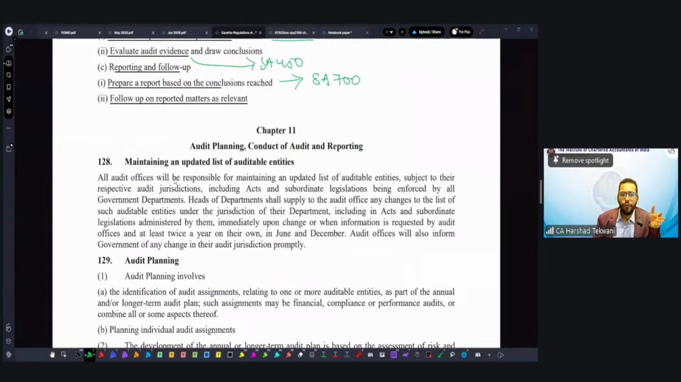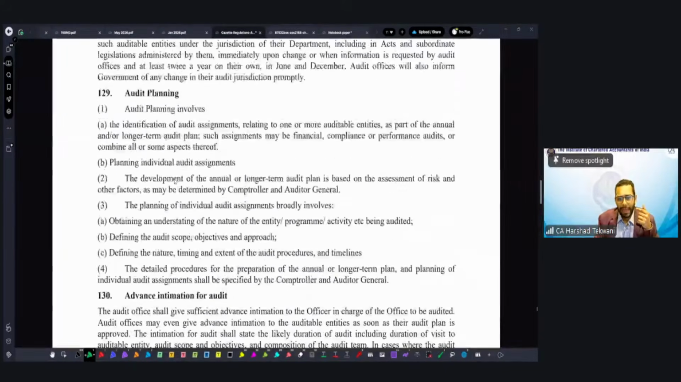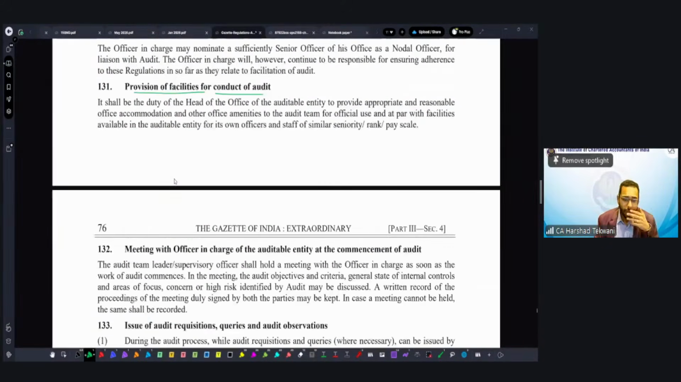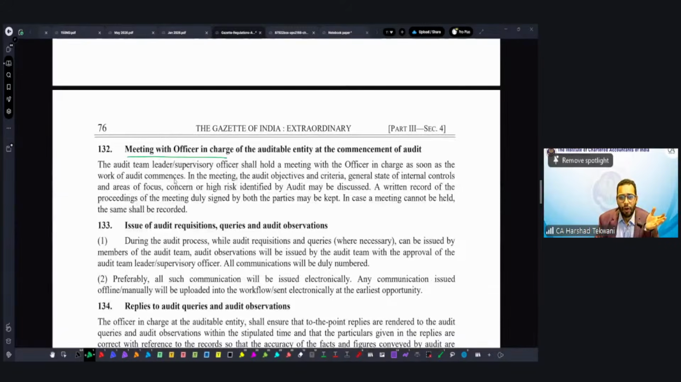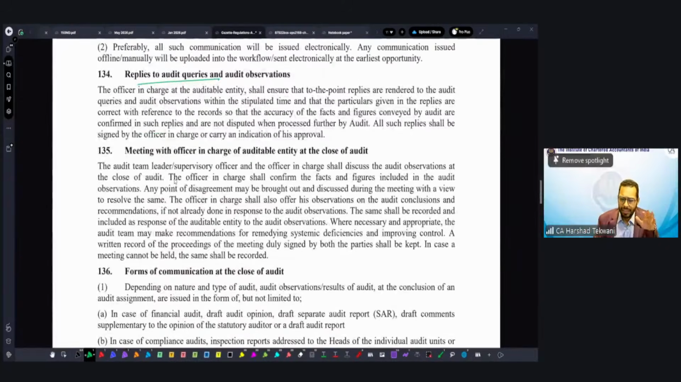For example, there is a chapter 11 in these regulations also, which talks about what you need to do in the planning, what you need to do with respect to the advance intimation for the audit, provision of facilities for conducting an audit, then meeting with officers in charge, issuing audit requisitions, replying to the audit queries. We will discuss this in a bit, but this is just an overview we need to understand.